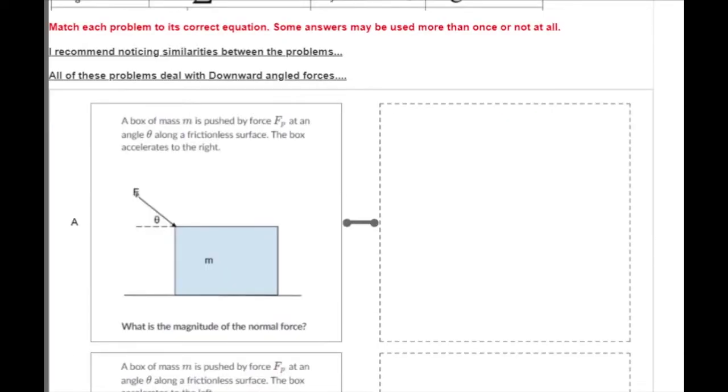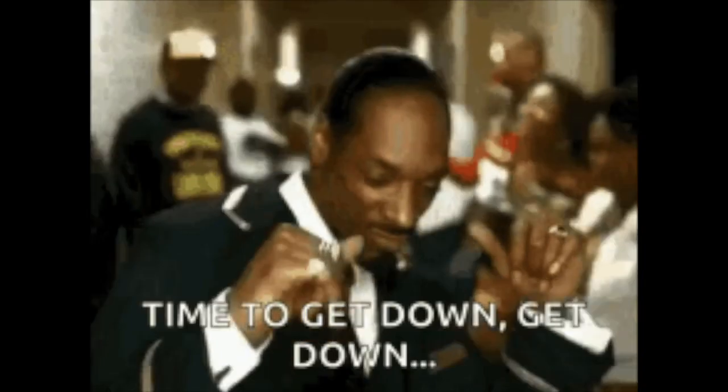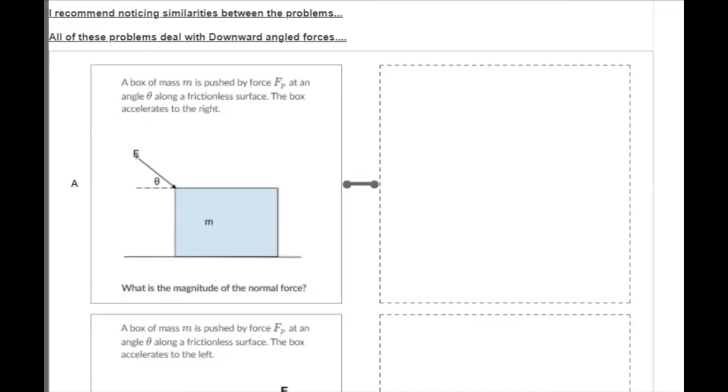All right, now that we're done looking at upward angled forces, let's start looking at some downward angled forces. This question says a box of mass m is pushed by a force Fp at an angle theta along a frictionless surface. The box accelerates to the right. What is the magnitude of the normal force? So let's go ahead and split this up just like we did before. We're going to notice now that Fpy is pointed downward and Fpx is still pointed to the right.